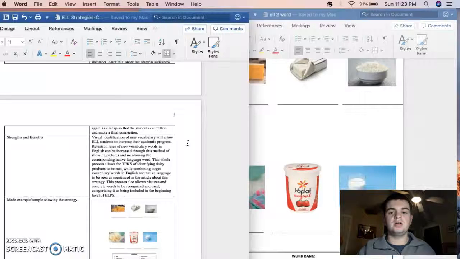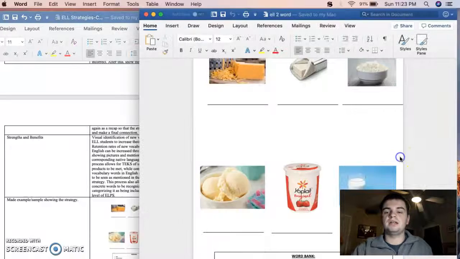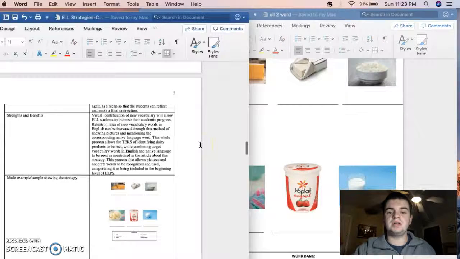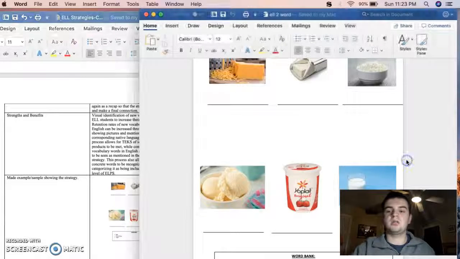The TEKS are covered, and then the ELL learner is able to see a picture of it through the strategy and connect with it and build upon their vocabulary and be ready to go to the intermediate level, and then the advanced level after that, and then the advanced high level after that. But starting with the beginning level is very important, and that's the strategy I would use for this TEKS and the beginning ELPS level.